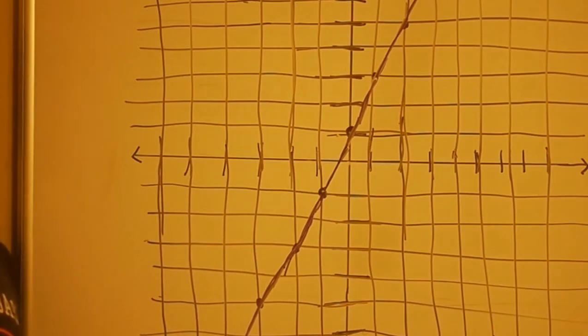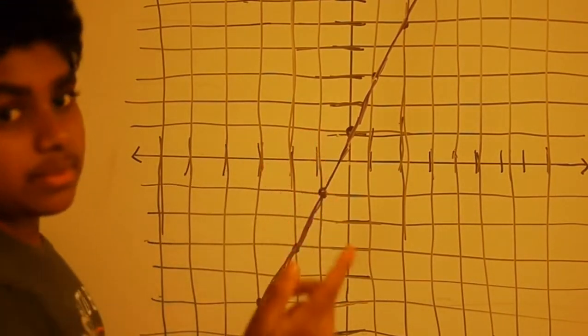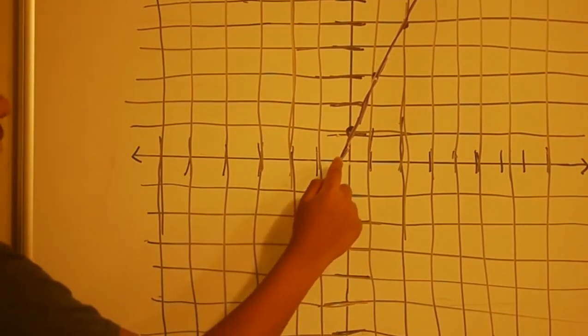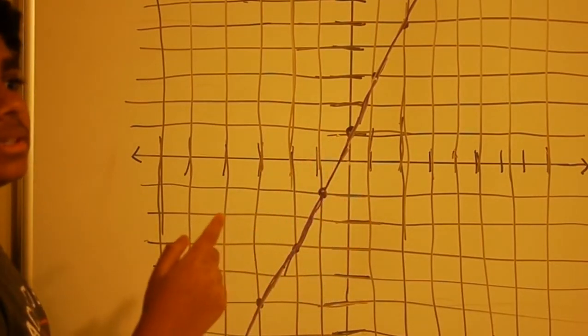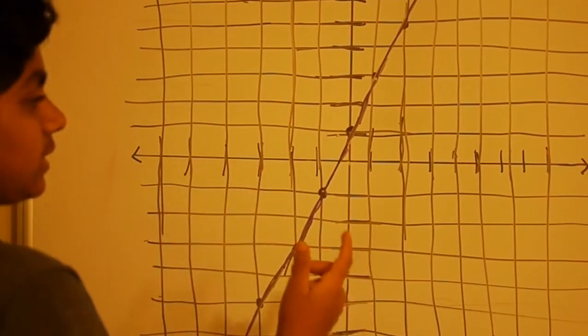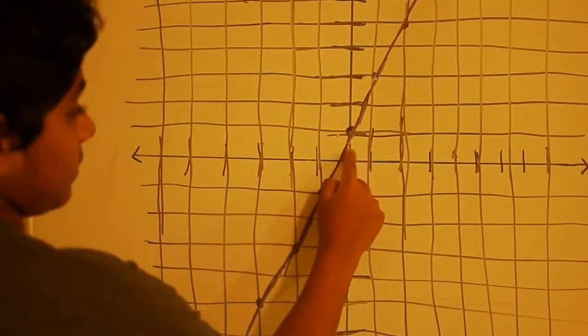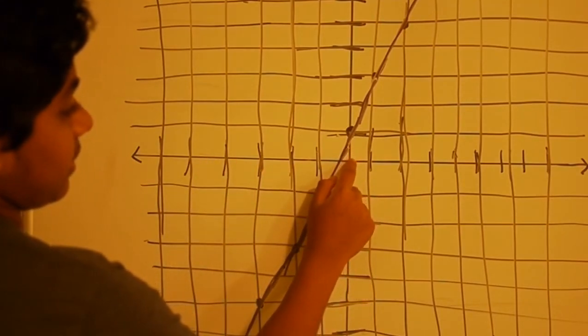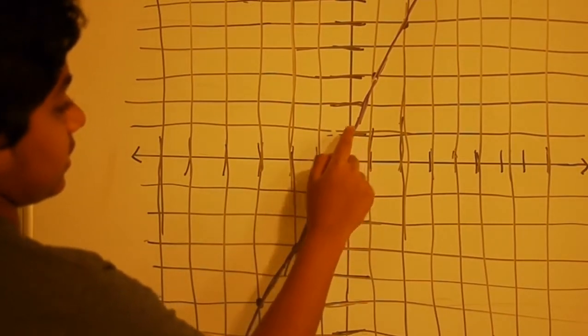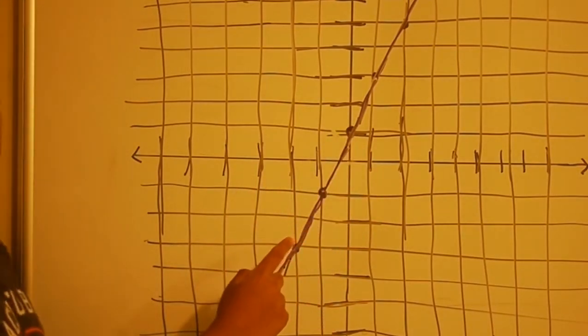To find the initial value, like I said before, it is the y-intercept. The y-intercept, you should know, is the y value when x equals 0. So let's see. When x equals 0, which would be right here, the y value is 1. So the initial value in this linear graph is 1.